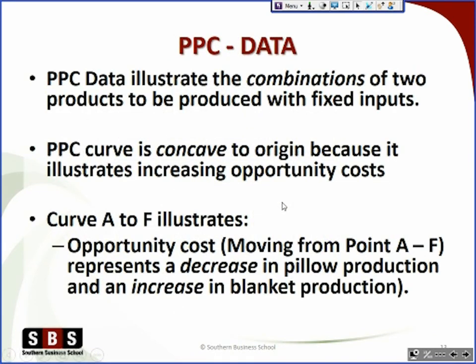We've been through this slide. So the curve A to F illustrates opportunity cost. Moving from point A to F represents a decrease in pillows and an increase in blanket production, as I said. Does everybody understand that concept?